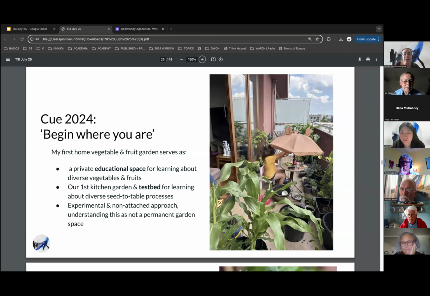So I began this garden with the idea that it's a test bed for me to begin growing, simply begin growing. I had never grown vegetables before this year, only herbs. So it's a private educational space for me personally, for my family, and a test bed for learning how to grow different things.